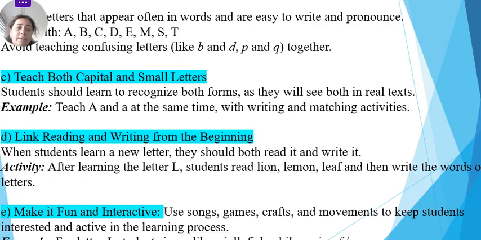And some letters that appear often in words are easy to write and pronounce, like A, B, C, D, E, M, S, C, and avoid teaching confusing letters like B and D, P and Q together, and teach both capital and small letters. And next one is link reading and writing from the beginning, and the last one is make it fun and interactive. How can we make it fun and interactive? Like using songs, games, crafts and movements to keep students interested and active in the learning process.